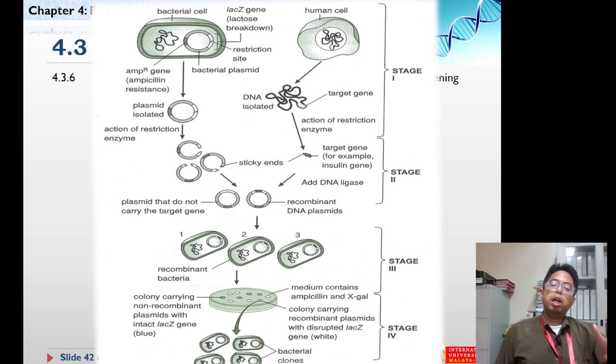Then they'll create two types of cells, the cells that form a colony of white and a colony of blue. Colony of blue, they don't carry the target gene because why? They still have the enzyme to hydrolyze X-gal. But the white ones are like that because they are unable to hydrolyze the X-gal sugar, because the target gene has taken over the place of lacZ. So we just select the white ones.